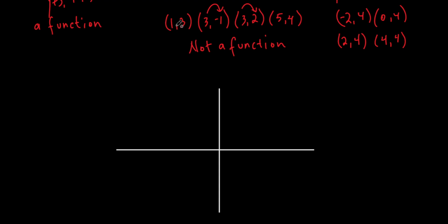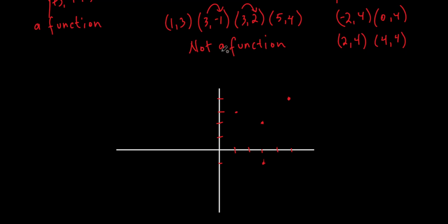So watch this. Let's plot these points, and it doesn't have to be super accurate. So 1, 3. So there's 1, 1, 2, 3 right there. This is 3, negative 1, 1, 2, 3, negative 1 right there. This is 3, 2. There's 3 right there. And then there's 5, 4, 3, 4, 5, 2, 3, 4 would be about right there.